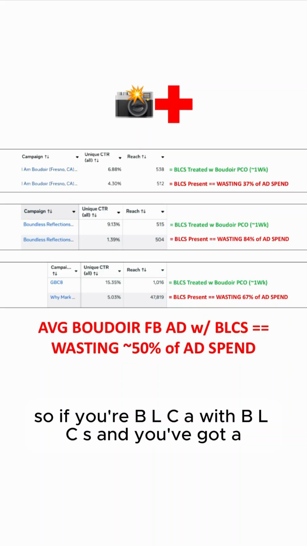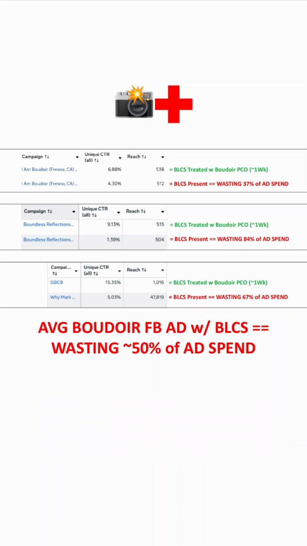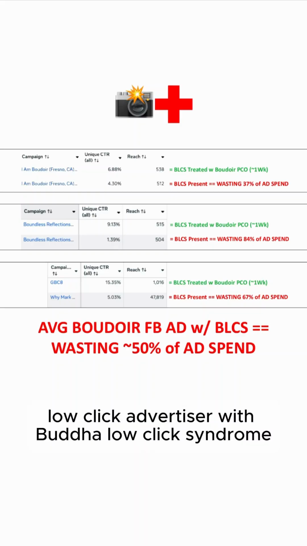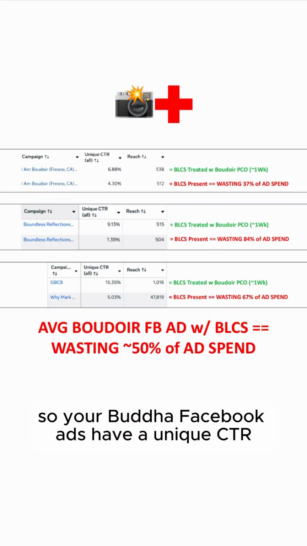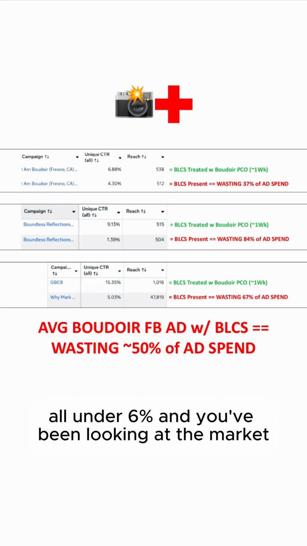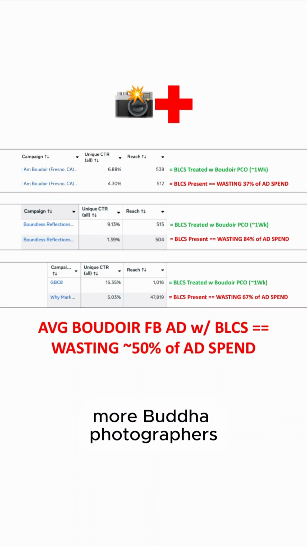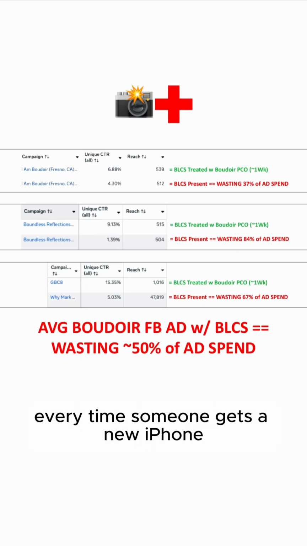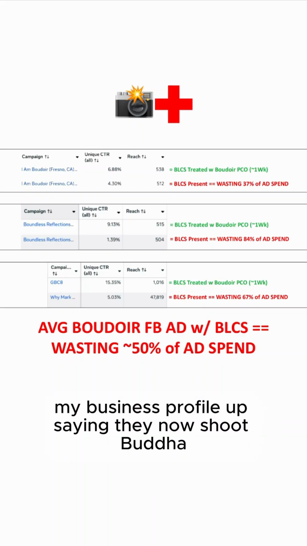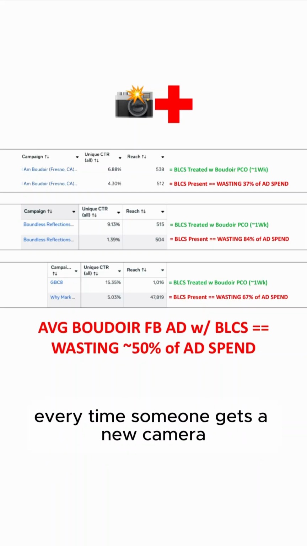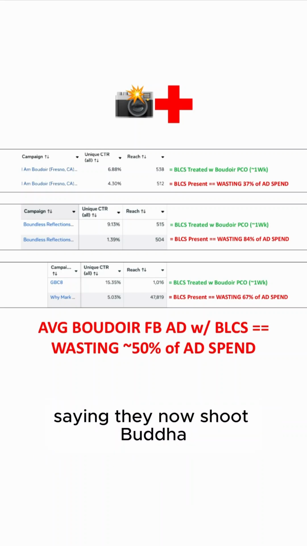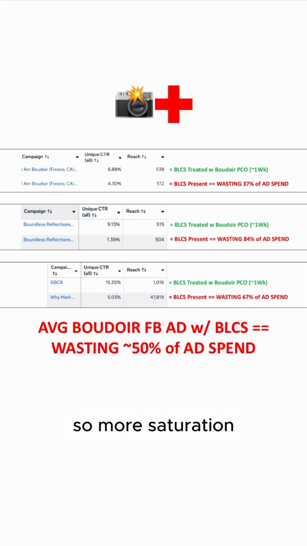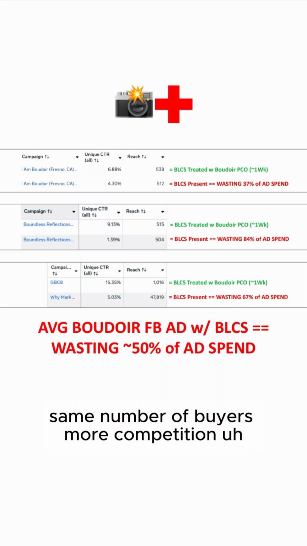So if you're a BLCA, your Boudoir low click advertiser with Boudoir low click syndrome, so your Boudoir Facebook ads have a unique CTRL under 6%, and you've been looking at the market, seeing it get more and more saturated, more Boudoir photographers. Every time someone gets a new iPhone, they're putting their Google My Business profile up saying they now shoot boudoir. Every time someone gets a new camera, they're posting in the mom groups saying they now shoot boudoir. So more saturation, same number of buyers, more competition.